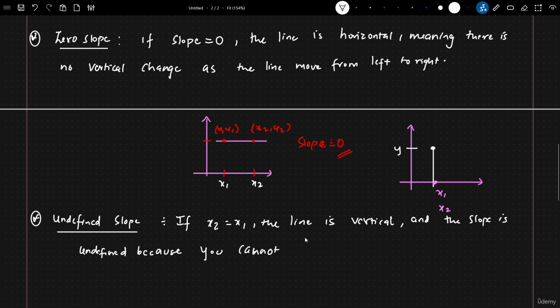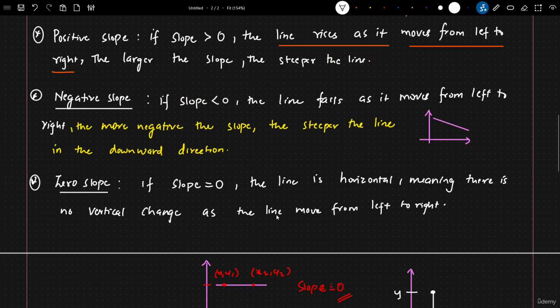Because understand the formula of slope: y2 minus y1 divided by x2 minus x1. When we do x2 minus x1, it is going to be 0, right? So here, you cannot divide by 0. So this is basically called an undefined slope.